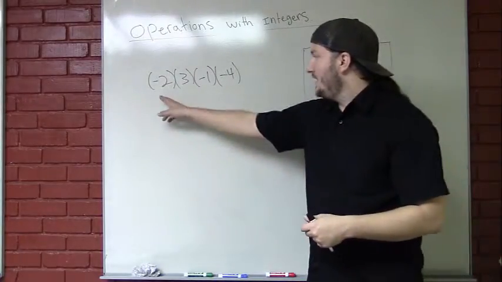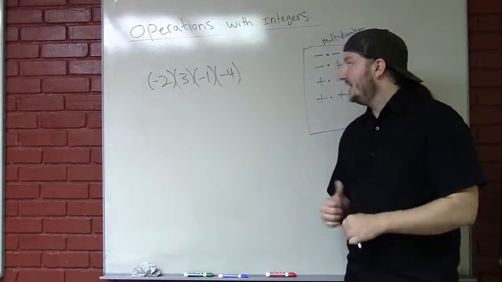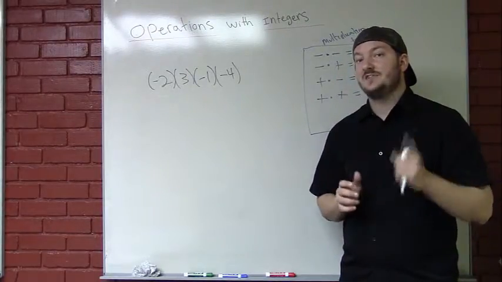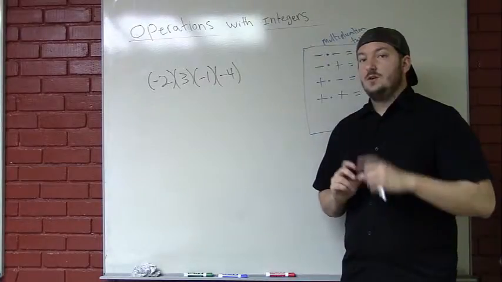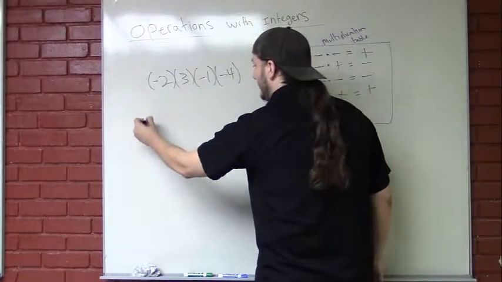So here we have 1, 2, 3 negatives there. So what do you think that's going to be? You think the answer is going to be positive or negative? Well, 3 is an odd number, so the answer is going to be negative.